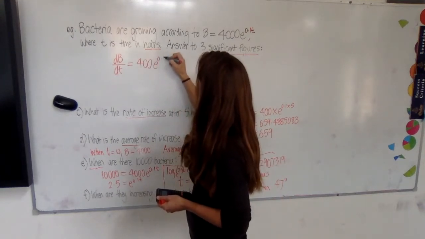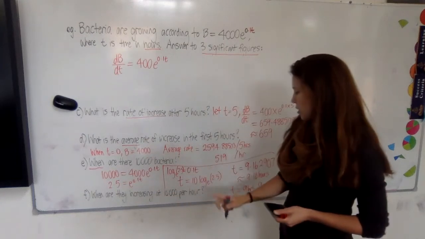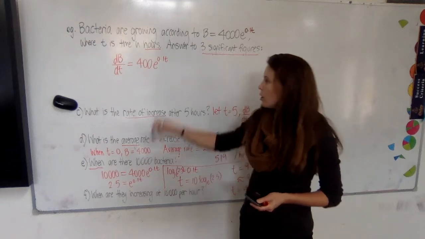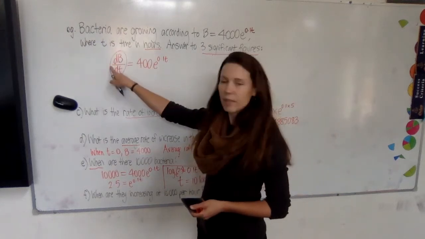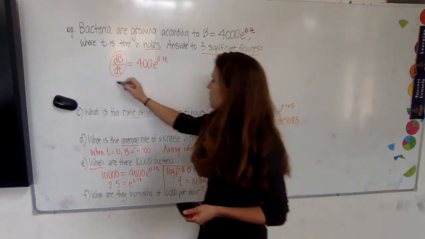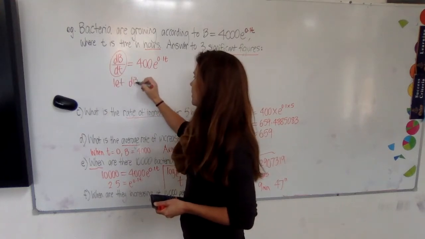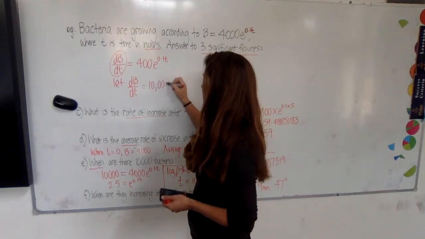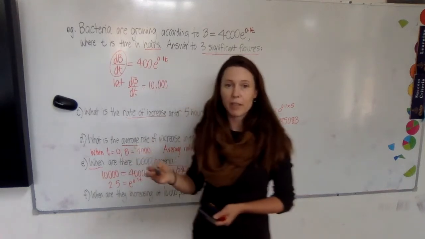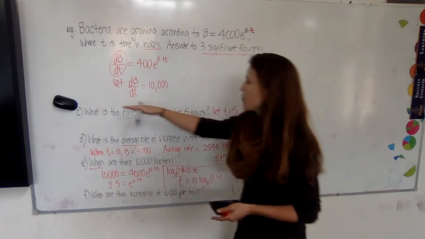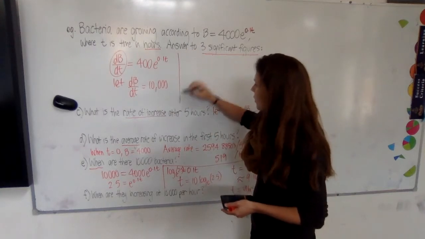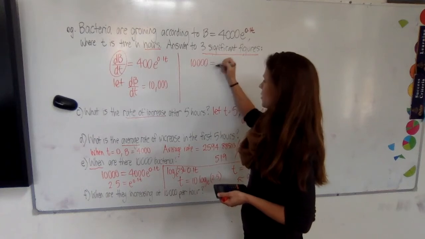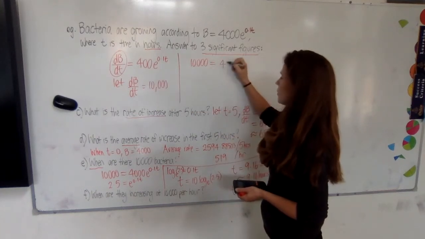So we've got this. Now, we want to know when the rate of increase is 10,000 per hour. Well, this side here is the rate of increase, isn't it? So we want to let dB/dt equal 10,000. And we want to find when that happens. In other words, we want to find the value of t. All right, so moving on down below, but I'm going to work going across. I've got 10,000 has to equal all of this.